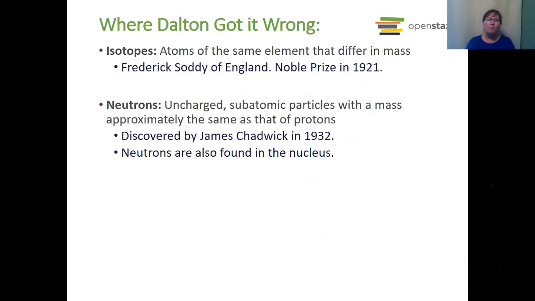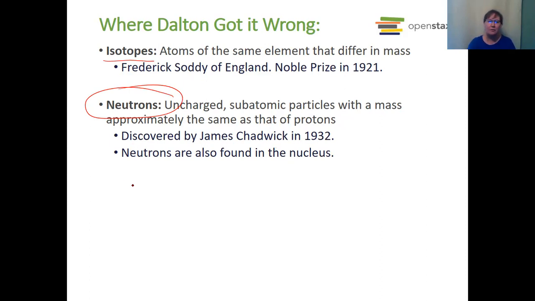Okay. So where Dalton went wrong. Couple things here. Well, really just one. Where Dalton got it wrong is the idea of isotopes. These are atoms of the same element that differ in mass. That's because they found neutrons. They were uncharged subatomic particles with a mass approximately the same as that of protons. And the neutrons are also in the nucleus.